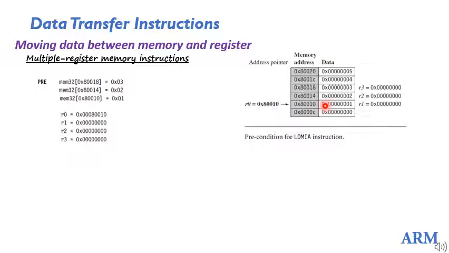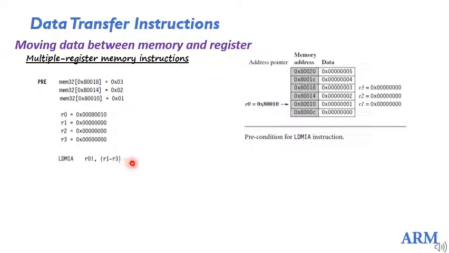So the next available address is 80014, which is holding value 2, as written here, and plus 4 is 8, so the next value is 3. So the 80018 content is 3. Now I will execute this instruction, that is LDMIA R0 exclamation comma, in flower brackets R1 to R3.